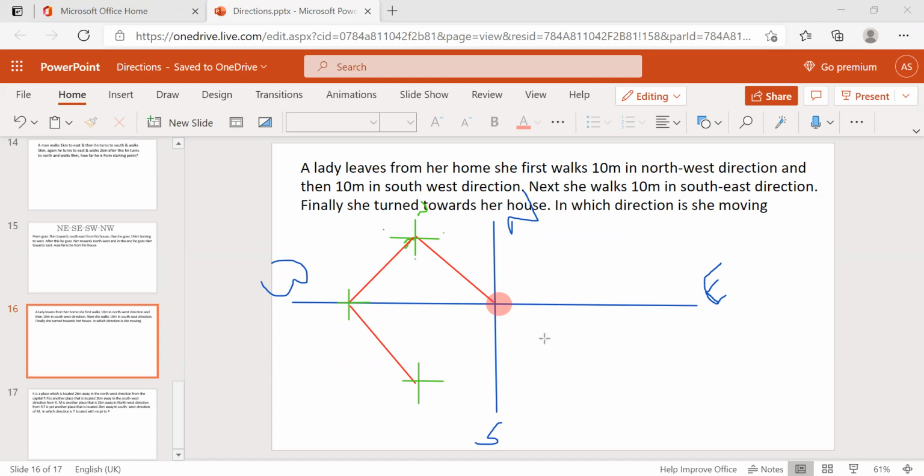So from where she moves, finally she turns towards her house. In which direction is she moving? Now she is moving from here like this. Right? So which direction is it? So this is north, this is west, sorry, this is east, west, south. So this is nothing but, which direction is it? Northeast. So the answer will be northeast.